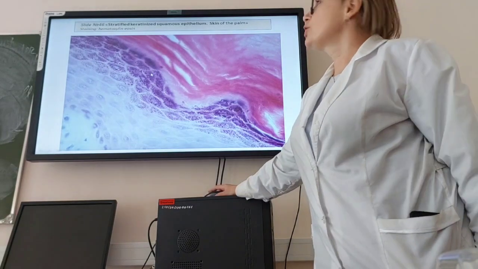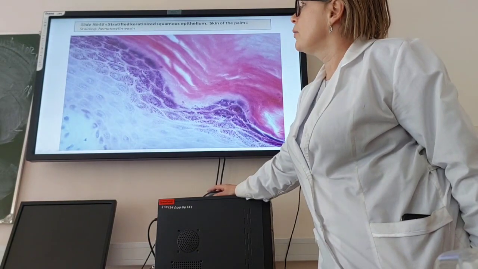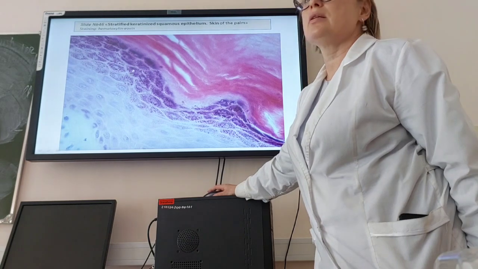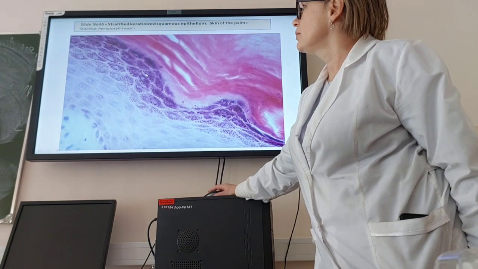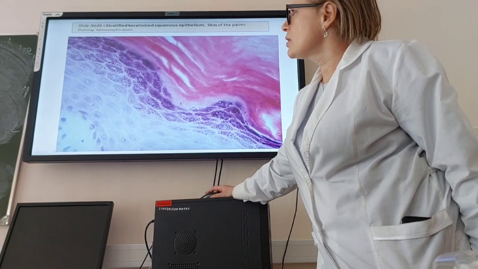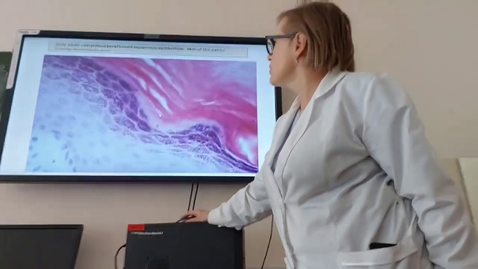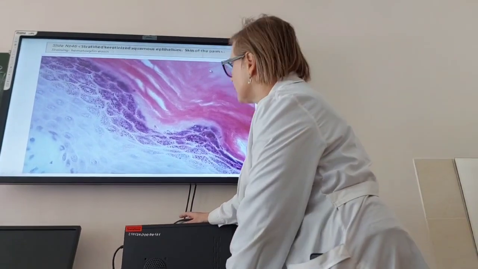High magnification. Look, please. We can see in the case of the granular layer these granules very clearly. This is spinosal. This is the basal layer. This is lucidal and corneal.